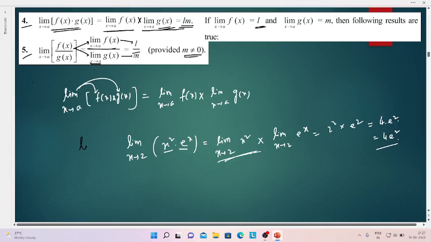That particular M should not be equal to 0. If M equals 0, then L by M will be undefined, and we can't find any value of the indeterminate form. So L by M should not be an indeterminate form, and for that reason M should not be equal to 0. L may be 0, then the value will become 0, which is a real number. But when M equals 0, that will be undefined and we can't solve it. So you can understand that the limit of g(x), which is M, should not be equal to 0, then we can divide the formula.